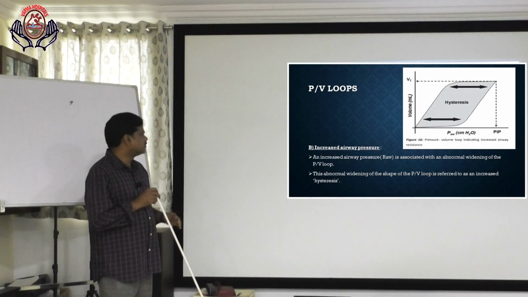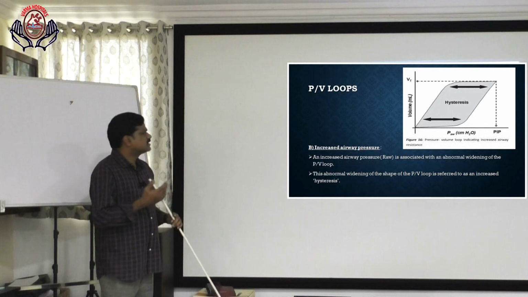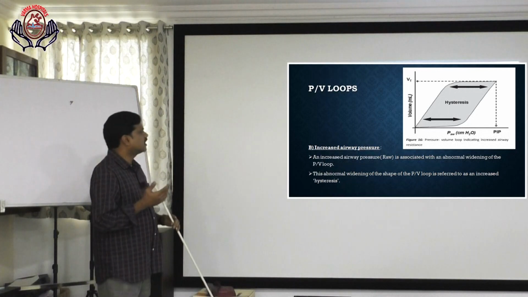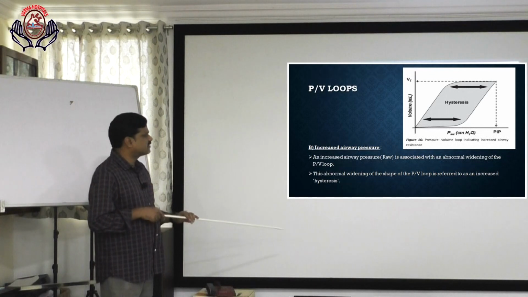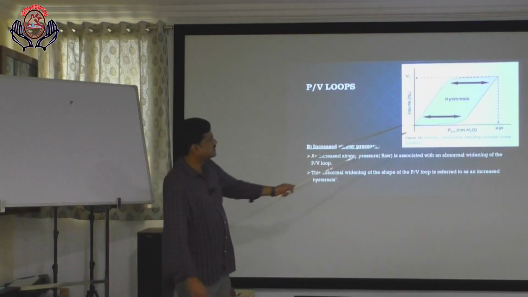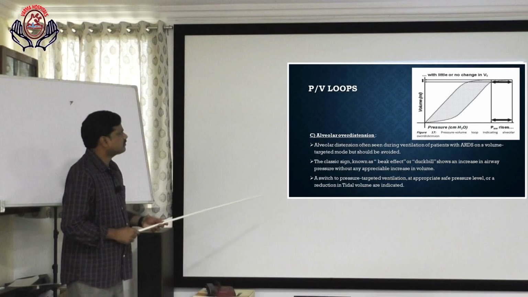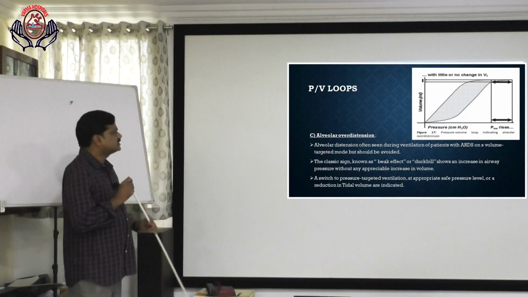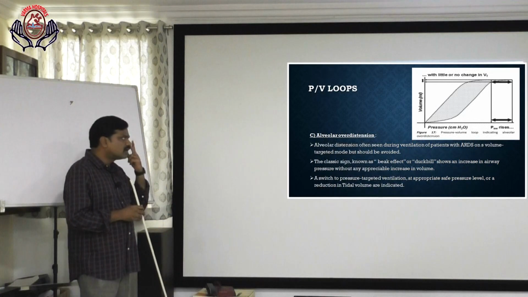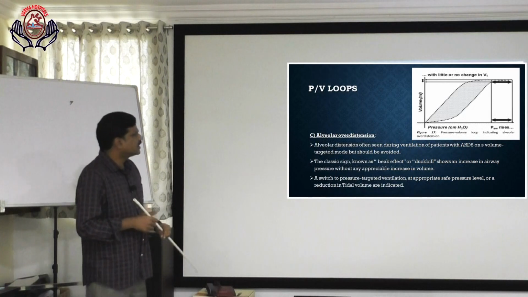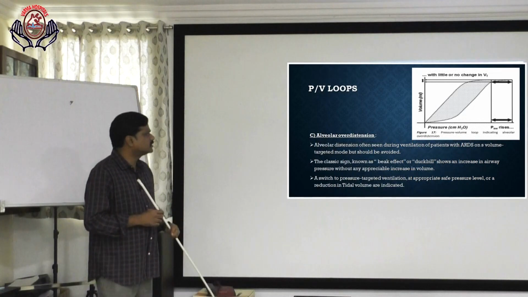Increased airway pressure, PV loops. An increased airway pressure is associated with abnormal winding of the PV loop. This abnormal shape of the PV loop is referred to as increased hysteresis, sagging or lagging, and alveolar distension, often seen during ventilation of patients with ARDS in a volume targeted mode, but should be avoided.